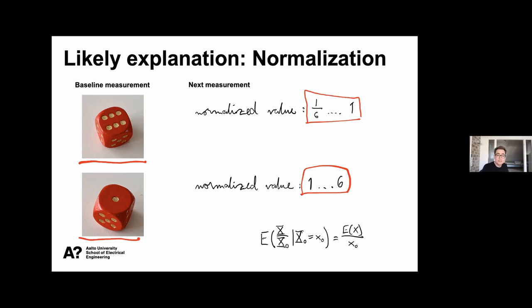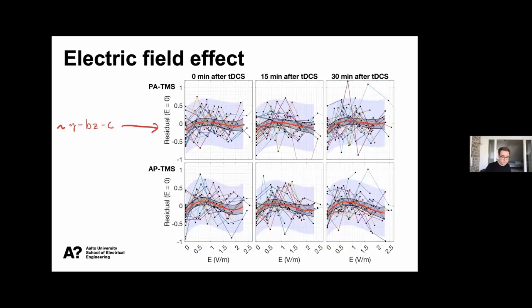Well, of course, I'm not saying that tDCS, or measuring the MEP, is just throwing a die, but there is still a large random component which causes this effect of the baseline MEP. It should be considered and removed if possible. So here is the effect of the electric field, and the value on the y-axis is the residual, which means that the baseline effect has been removed from the log normalized MEP amplitude. And also the participant specific intercepts have been removed.